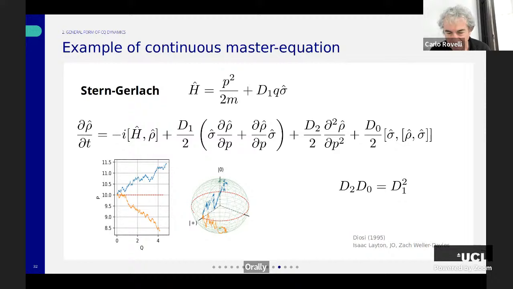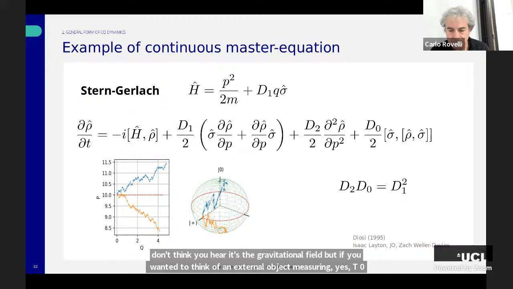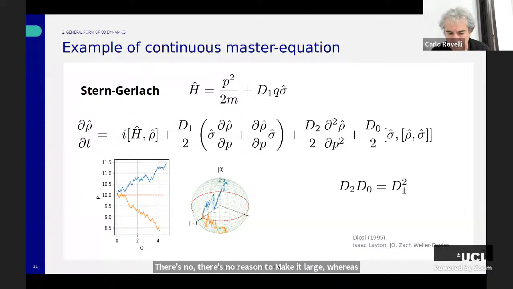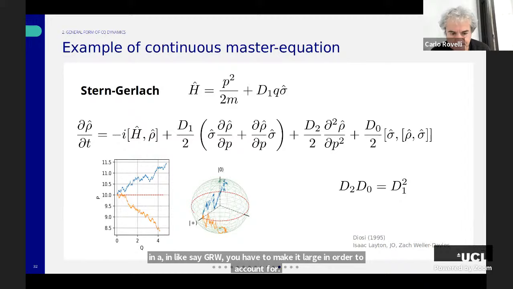But notice that here you can make it as weak as you want. So in GRW, for example, if you imagine it as some other field which is measuring it, which here is the gravitational field, but if you want to think of an external object measuring, then yes, D0 would be like your weak measurement. But here you can make it as weak as you want. There's no reason to make it large. Whereas in GRW, you have to make it large in order to account for destroying superpositions. Got it. I'm following. Good.